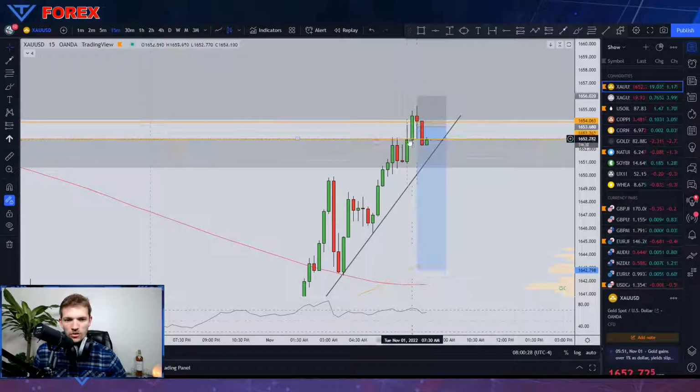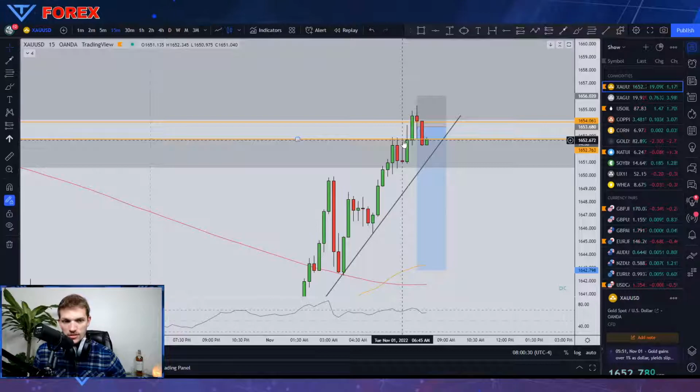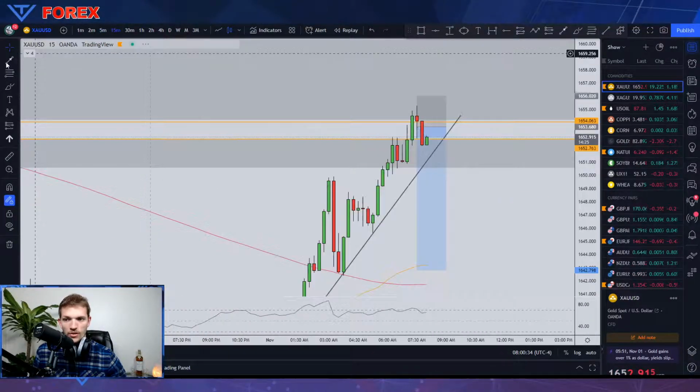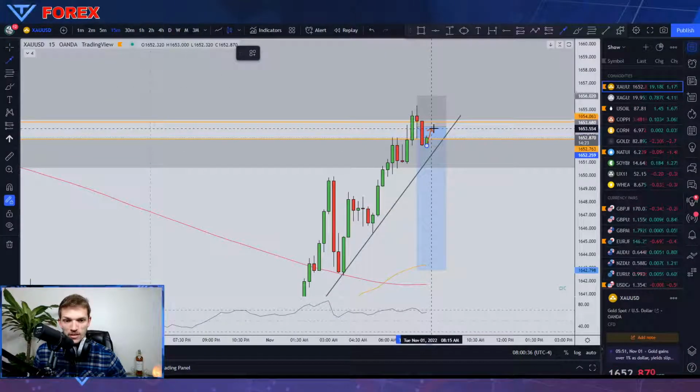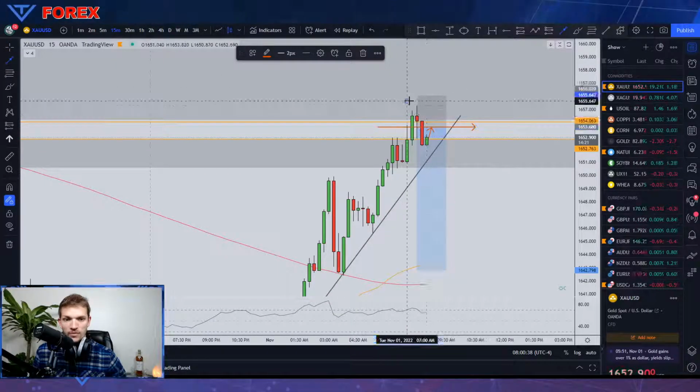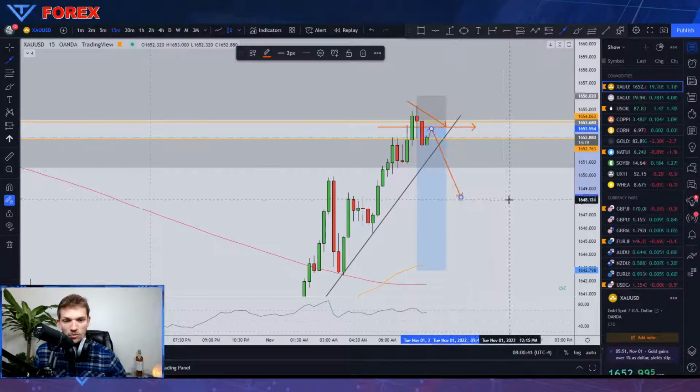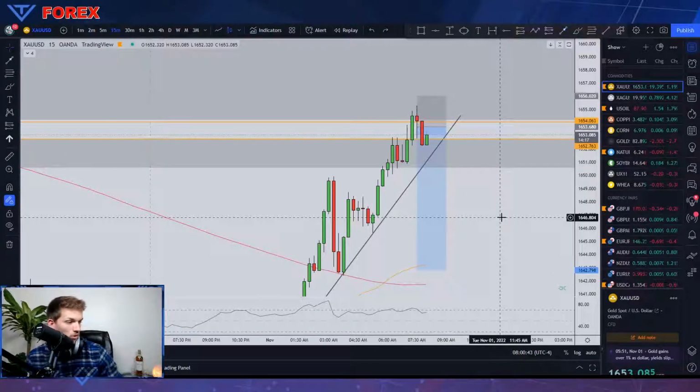Nice 15-minute close below this 1652.62 area. And so now what I think we're doing is what I wanted to see. We're going to get a retest so I can add another position, create a lower high, and then roll back over. So gold looking nice.